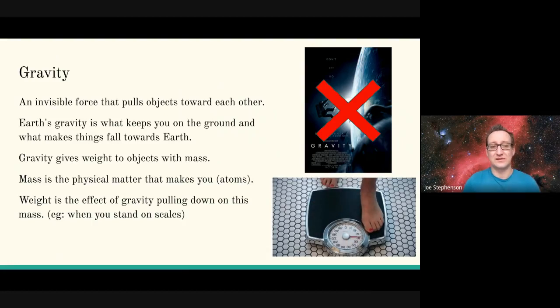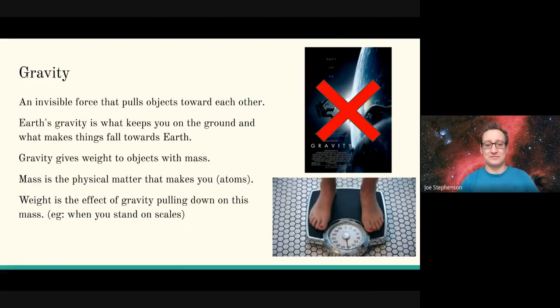Now, the other thing to note is that gravity gives things weight. Okay, so if you have mass and you're in gravity, then you have a weight. Now, when we stand on scales, what that actually means is we're measuring a force there. That's the downward force that you apply to those scales.